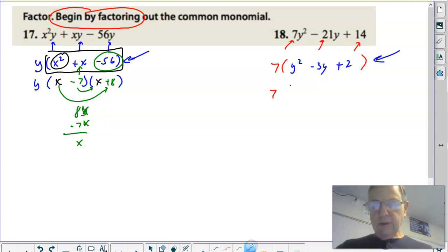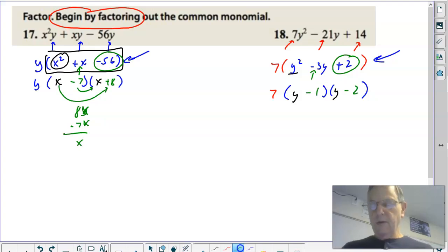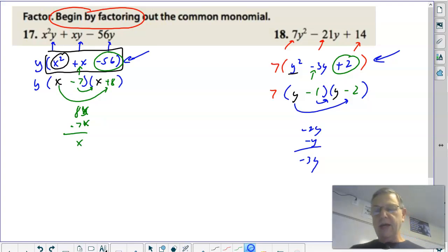It continues. Now I'm going to factor the trinomial. The front is going to be a y and a y. The back has to multiply to a positive 2, but notice the middle is negative. That's always negative times a negative. All right, checking. My outers are negative 2y. My inners are negative y for a negative 3y. Sure enough, that's correct. There's my answer. 7 times the quantity y minus 1 times the quantity y minus 2.